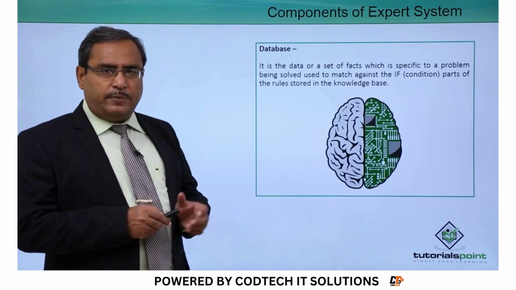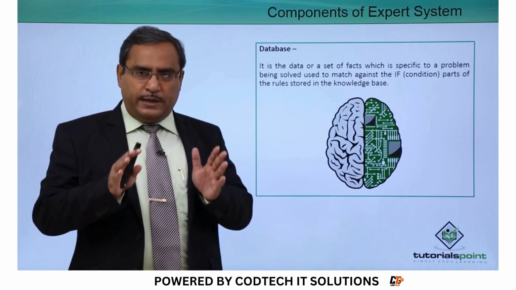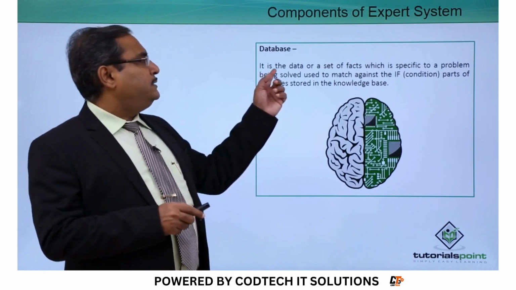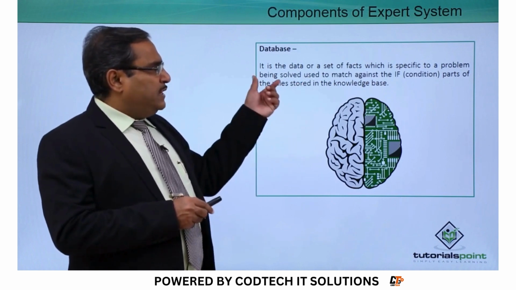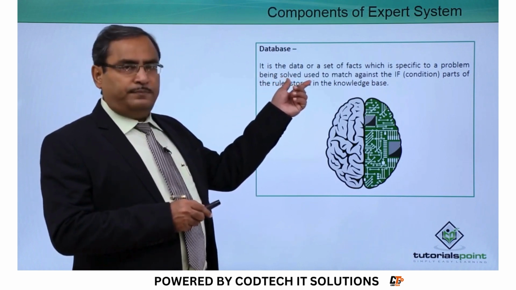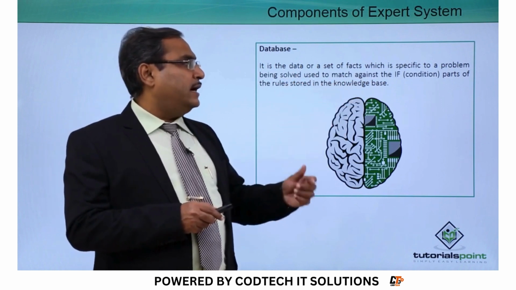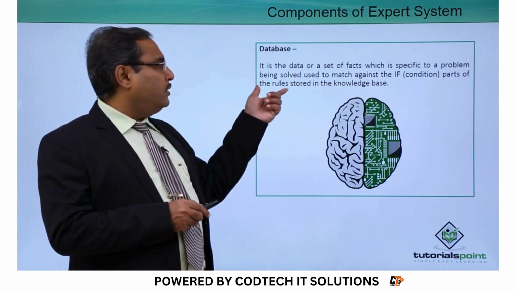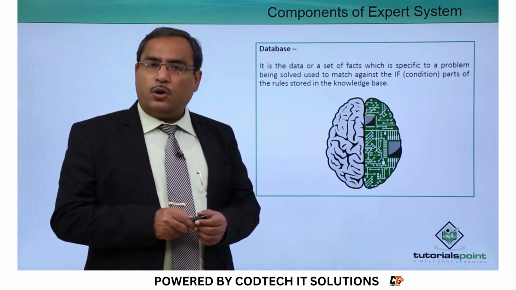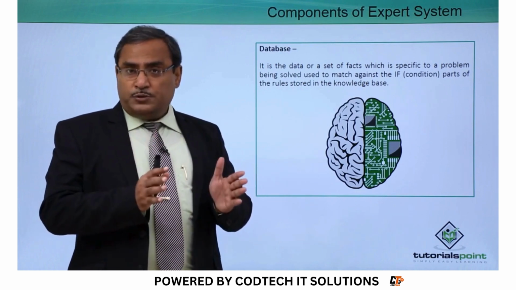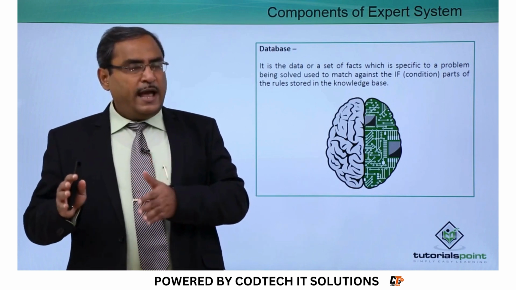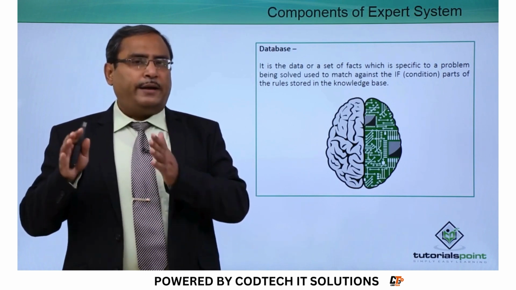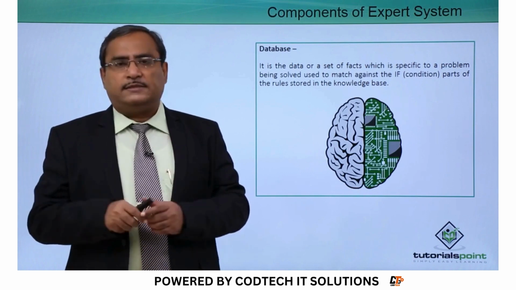So next is our database, where the facts will be residing. It is the data or a set of facts which is specific to a problem being solved, used to match against the if condition parts of the rules stored in the knowledge base. So in the knowledge base we have the rules. These rules will access these databases, and these databases will have a collection of different known facts.